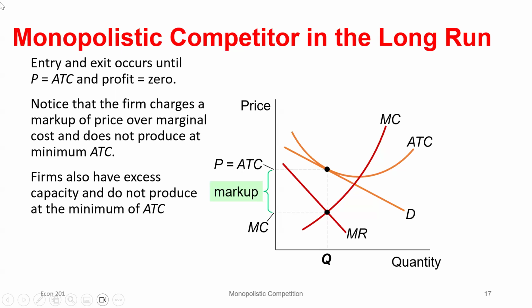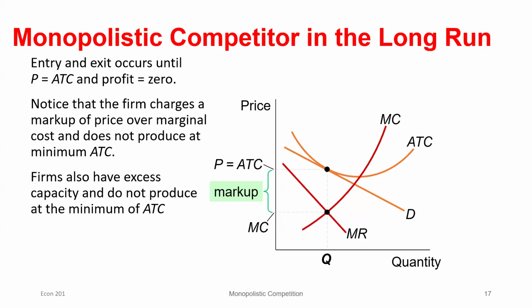So we compare it to that efficient scale of production to determine excess capacity. This is where it gets a little bit trickier. If I'm instead thinking about, okay, we're not at that efficient scale of production, right?